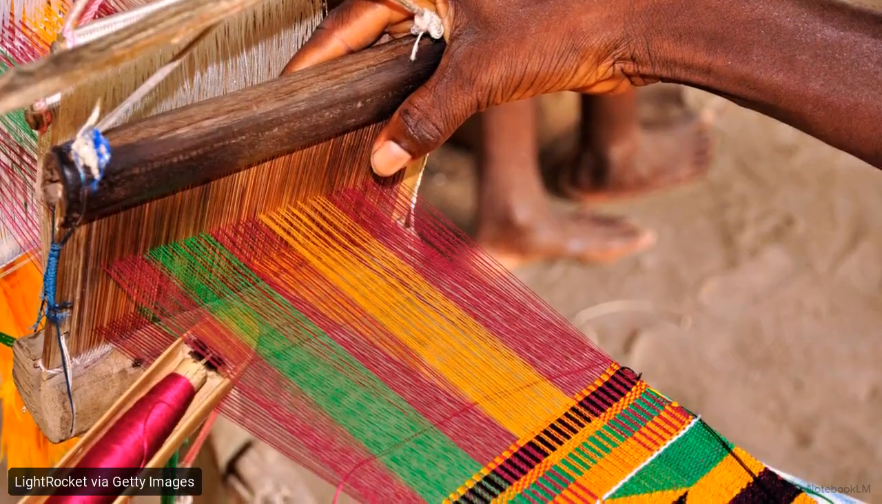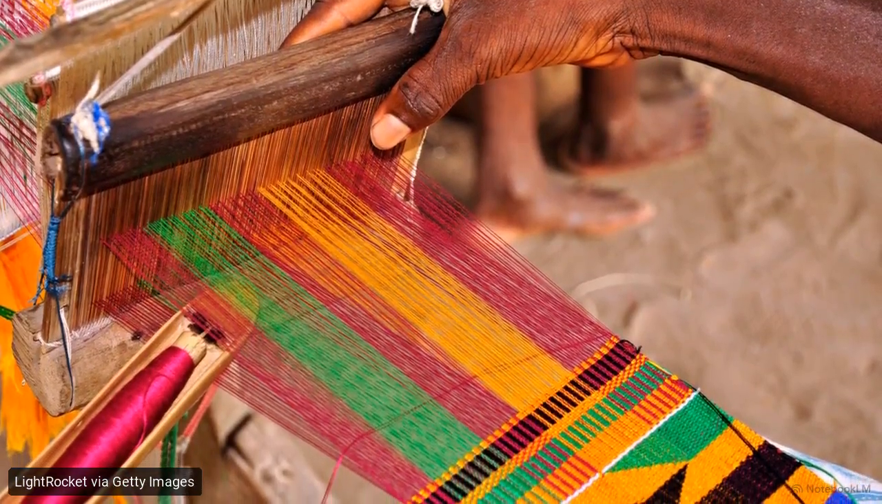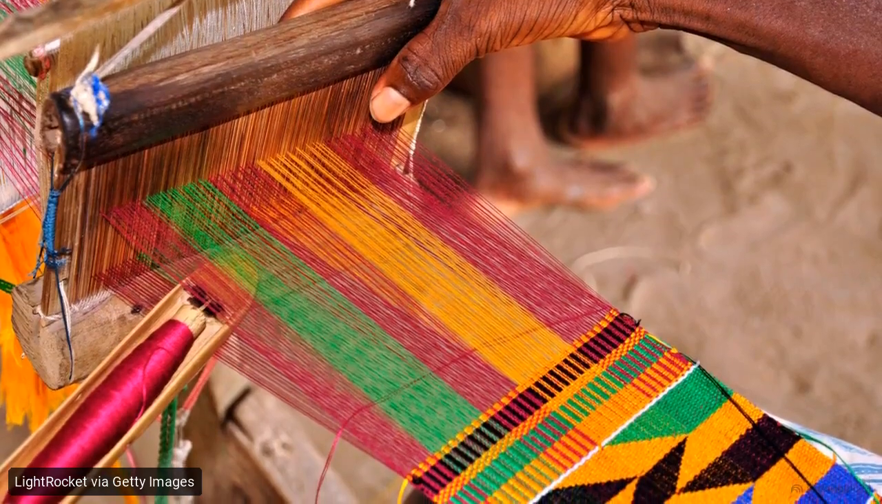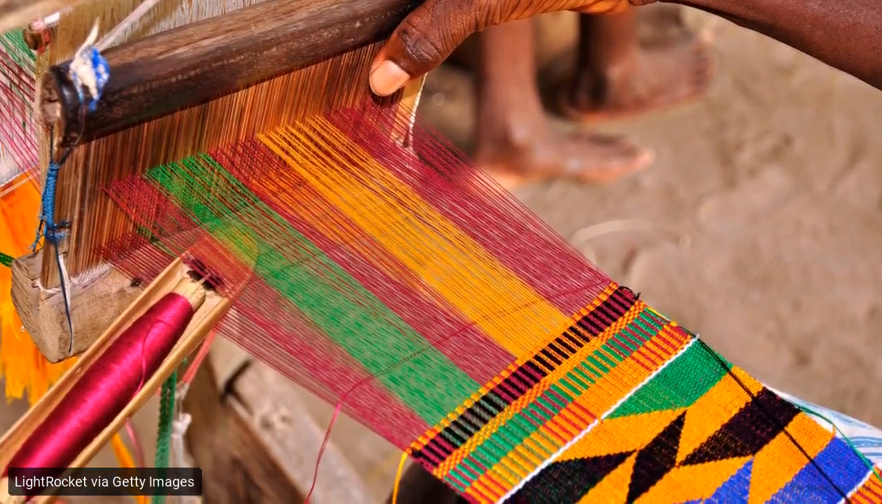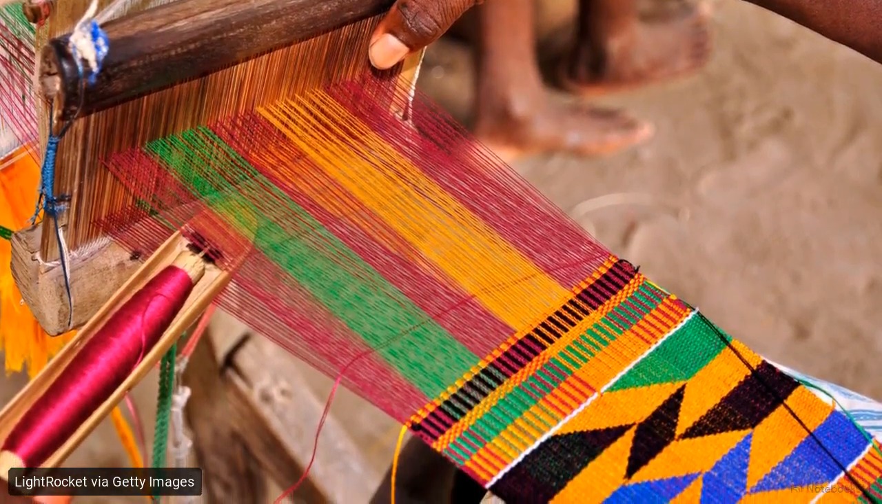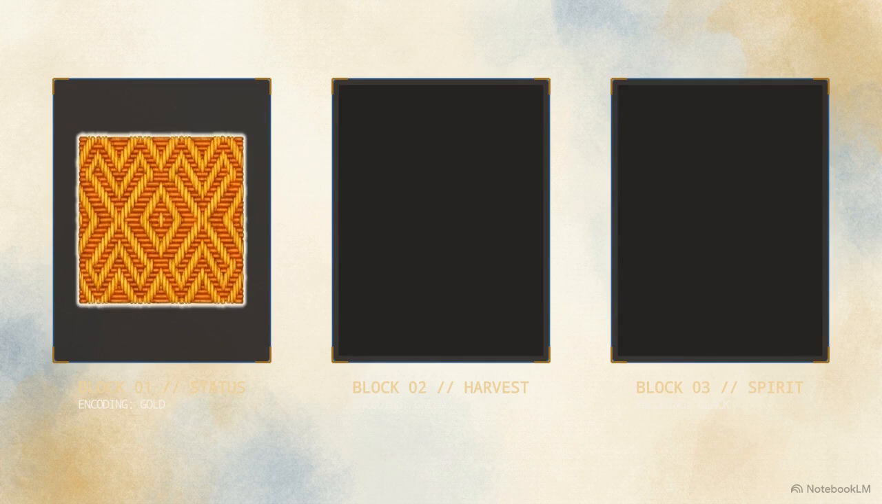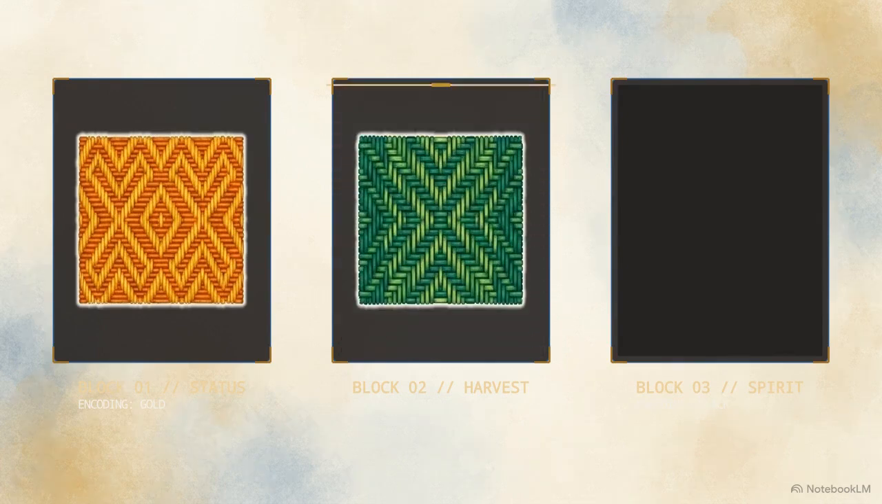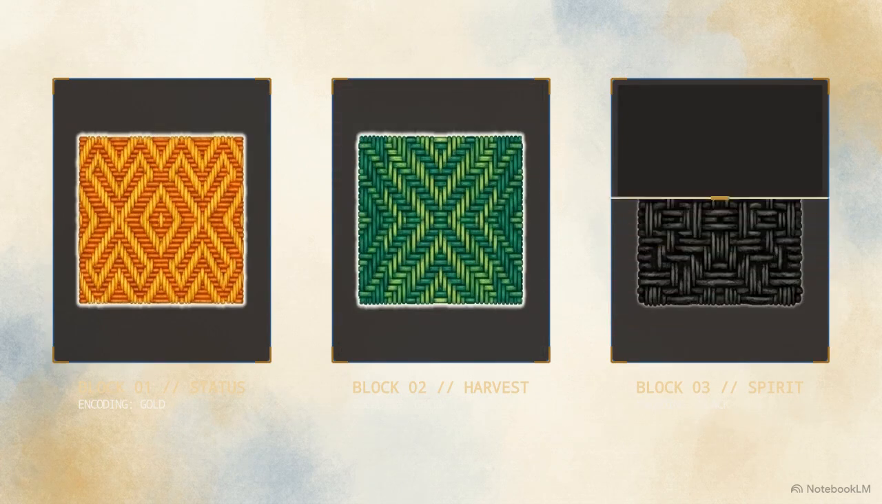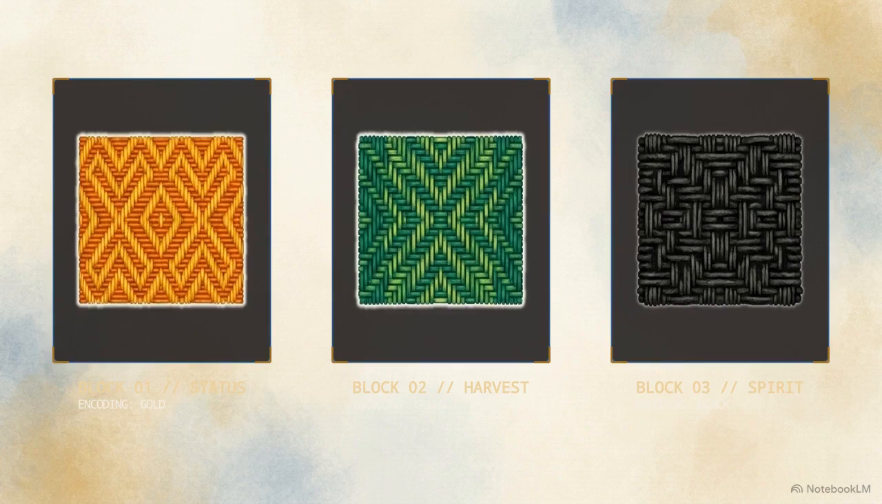To create it, weavers use a narrow loom to produce individual strips of fabric. These strips are densely packed with patterns before being sewn together into a larger, coherent whole. The information is encoded through color. Gold represents royalty and high status. Green indicates growth and harvest, while black signifies maturity and spiritual energy.